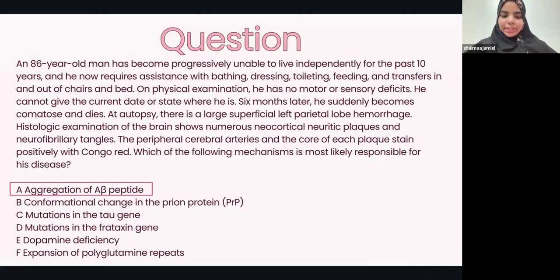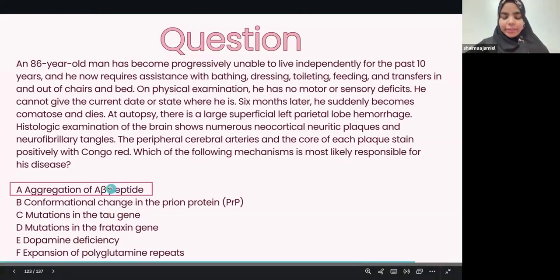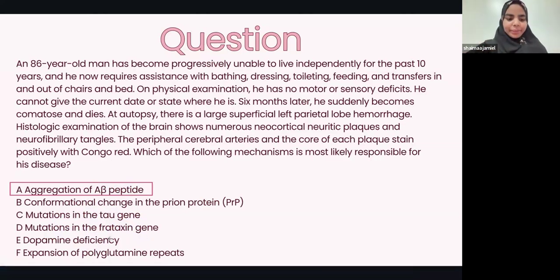Yeah, there is hyperphosphorylation of the tau gene. Okay, yes, exactly. So the tau gene is not mutated. The gene that's mutated is the amyloid thing. Okay, so mutations in the frataxin gene, what is that? Yep, Friedreich's ataxia, which is the GAA.